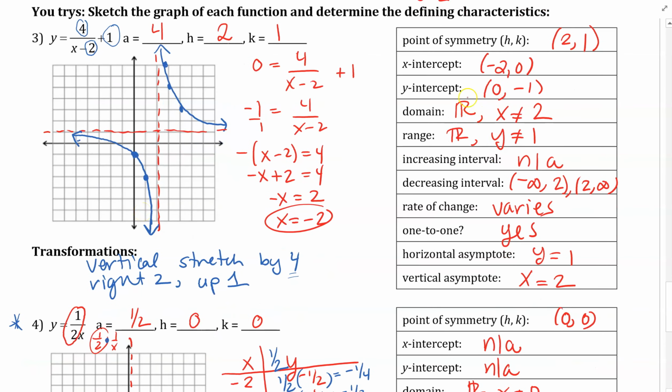Then for the domain, it's all of the real numbers except where the vertical asymptote is, so x can't be 2. For the range, it's all of the real numbers except where the horizontal asymptote is, so y can't be 1.